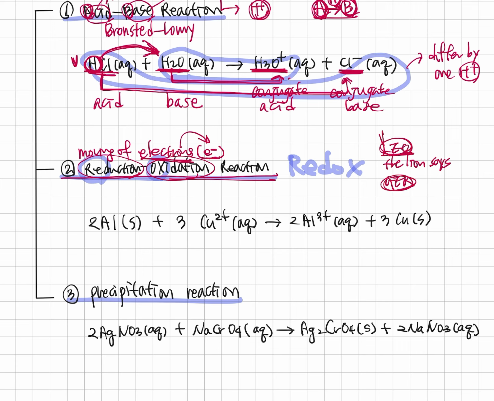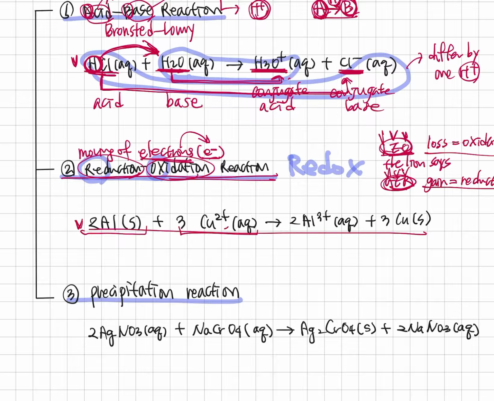Leo means loss of electrons equals oxidation. So loss equals oxidation. And grr is gain of electrons equals reduction. So gain equals reduction. So we're going to look at this example straight away. We're going to first give these elements, or these compounds, the participants of the reaction and the products, their oxidation numbers.